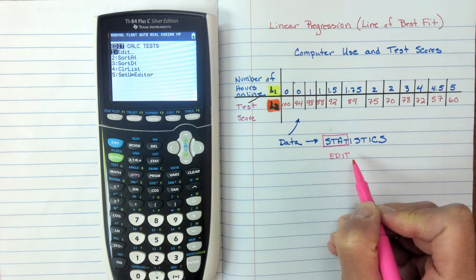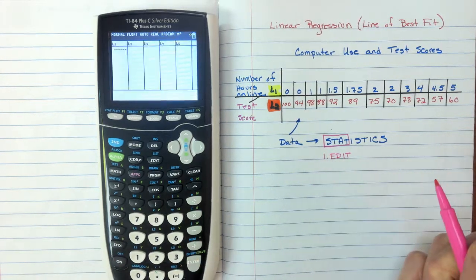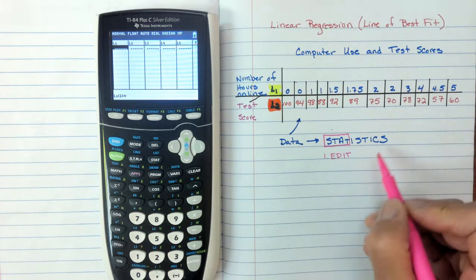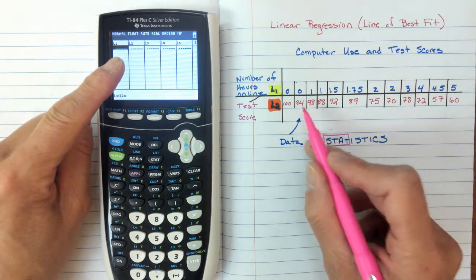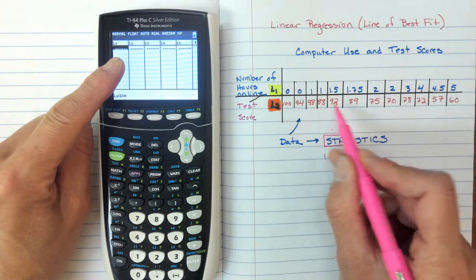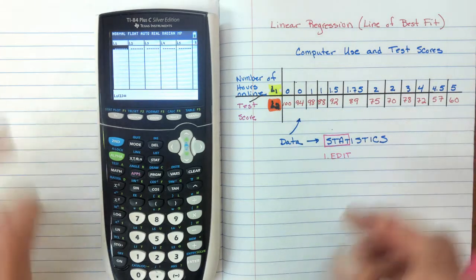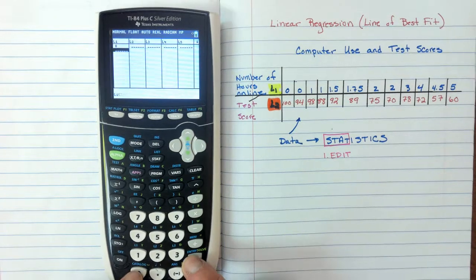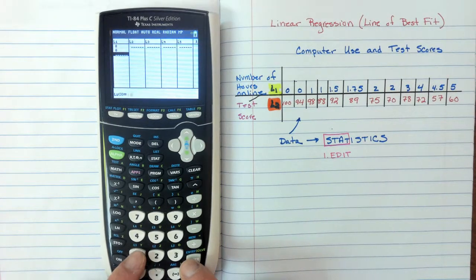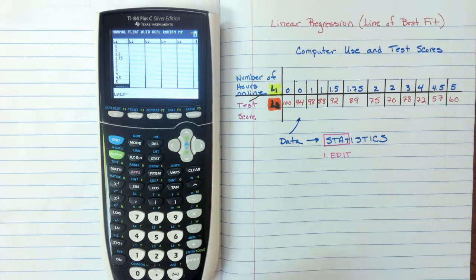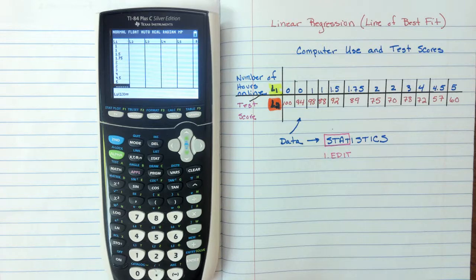And what do we want to do? We want to edit our list. So that means that we're going to put this information in list 1 and this information in list 2. So the way you do it, you're going to go 0, enter, 0, enter, 1, enter, 1, enter, 1.5, enter, 1.75, enter, 2, enter, 2, enter, 3, enter, 4, enter, 4.5, enter, and 5, enter. So all my information for list 1 is in.